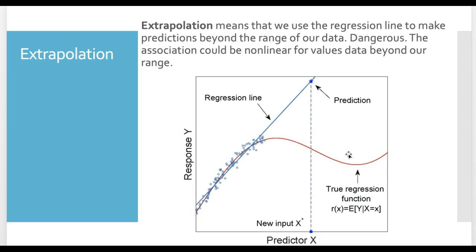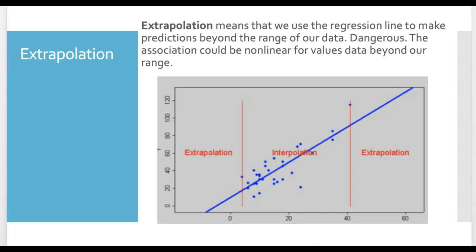So we need to be careful not to extrapolate, because we could make some serious mistakes here, especially if this was the truth. This would be the true expected value, whereas if I'm extrapolating, I'm thinking of this. So there's a big discrepancy here. Okay, so we need to be careful not to do that. So that's just a kind of visual.